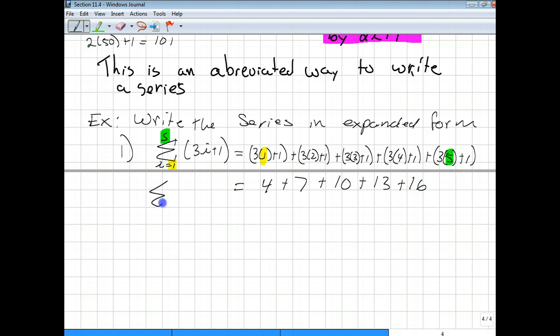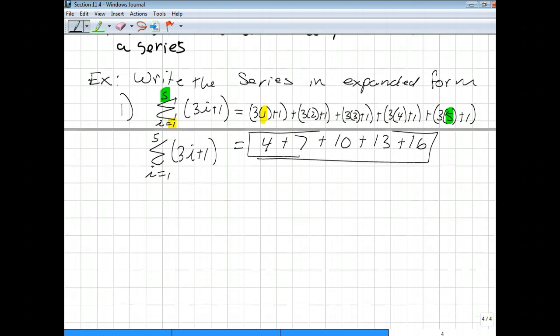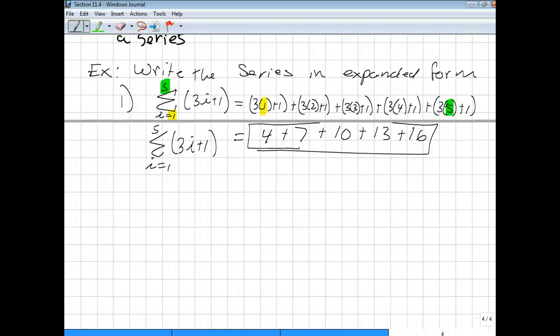So the sum from i equals 1 to 5 of 3i plus 1 is exactly equal to 4 plus 7 plus 10 plus 13 plus 16. Okay, so that is the series of that sequence, right?